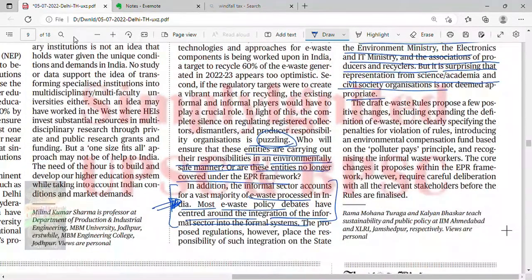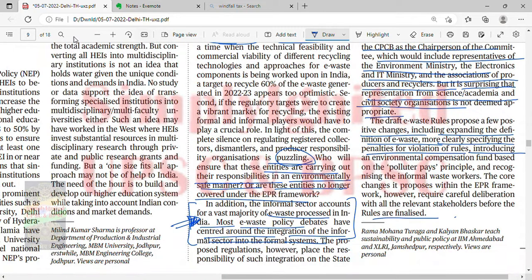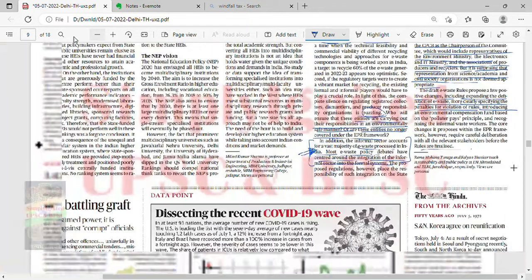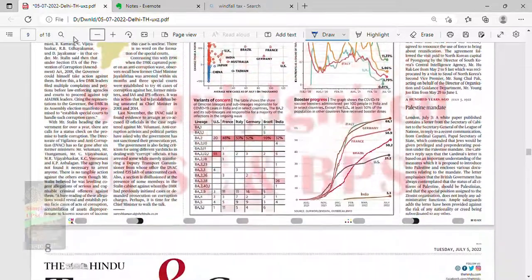The draft e-waste rule proposes a few positive changes, including expanding the definition of e-waste, more clearly specifying penalties for violation of the rule, introducing an environment compensation fund based on the polluter pays principle, and recognizing the informal waste worker. The core change it proposes within the EPR framework, however, requires careful deliberation within the relevant stakeholders before the rules are finalized. Okay, a good article, but this has been covered in the text and context page earlier also. The same points were covered some days ago. I have analyzed that also. Fine.